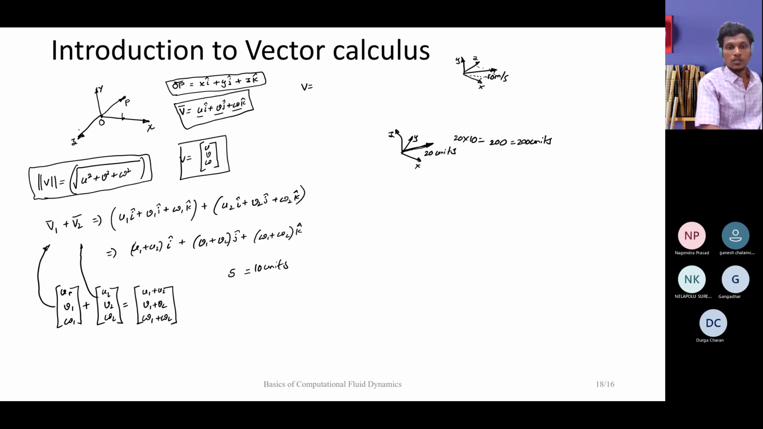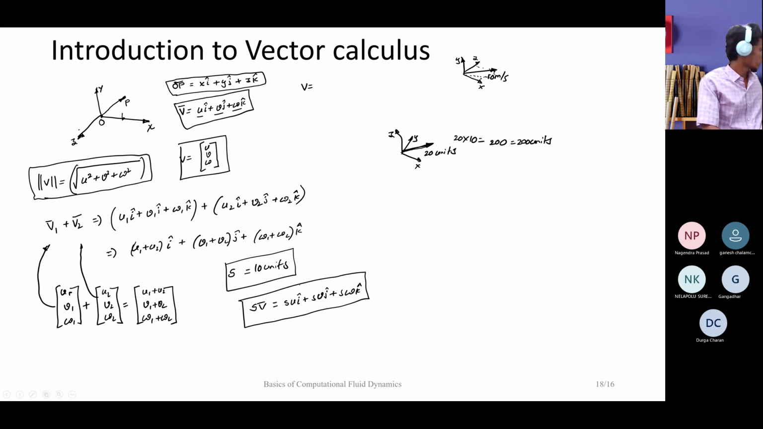How can you increase it? Just multiply by a scalar value, a single value that doesn't have any direction. You can multiply with that and increase its magnitude in all the respective directions. If you multiply this vector by the scalar s equals 10 units, it will increase its magnitude in x, y, and z directions respectively. Just multiply s times v bar equals s into u i cap plus s into v j cap plus s into w k cap. This is how you can increase the magnitude of a vector.